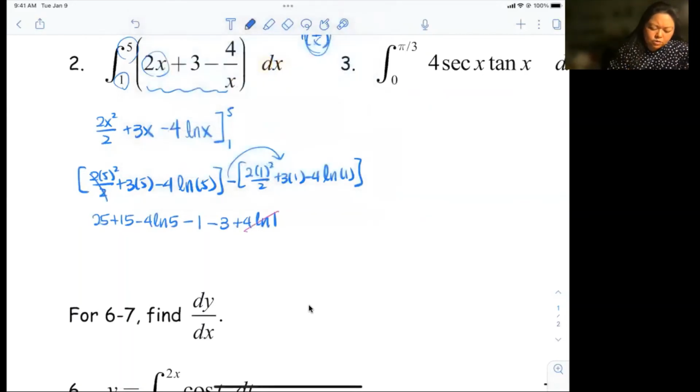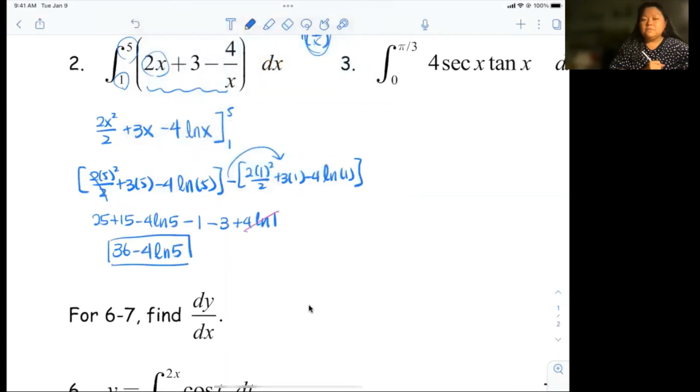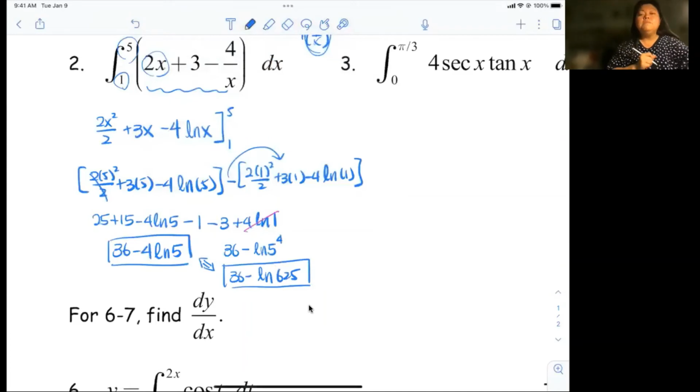So now we just clean up and go 25 plus 15, that's 40. 40 minus 4, that's 36. So 36 minus 4 natural log of 5. And that would be a perfectly fine answer. Some books, some tests don't like a coefficient in front of the natural log. So some texts will remind you that, hey, this is really natural log of 5, and they move the 4 as an exponent up here to rewrite it as 36 minus natural log of 625. So just keep in mind, these are exactly the same. Is one better than the other? Not necessarily, but if it is a multiple choice test or quiz, you have to recognize that they are the same answers, okay? All right.